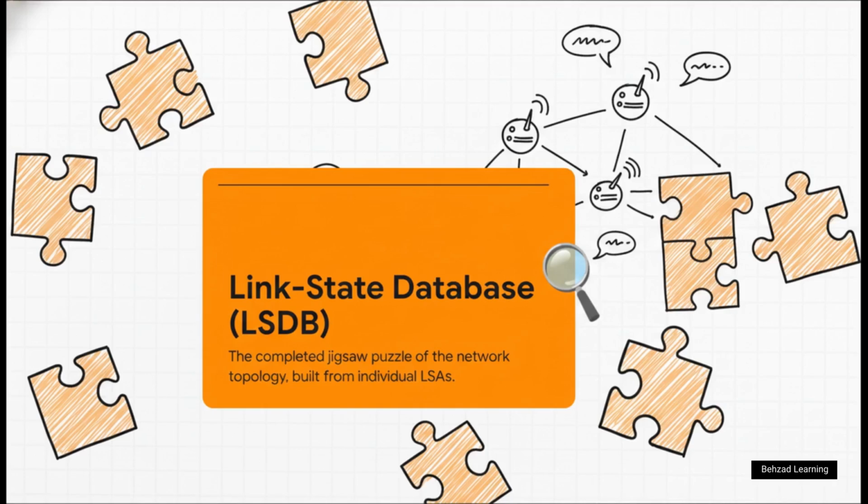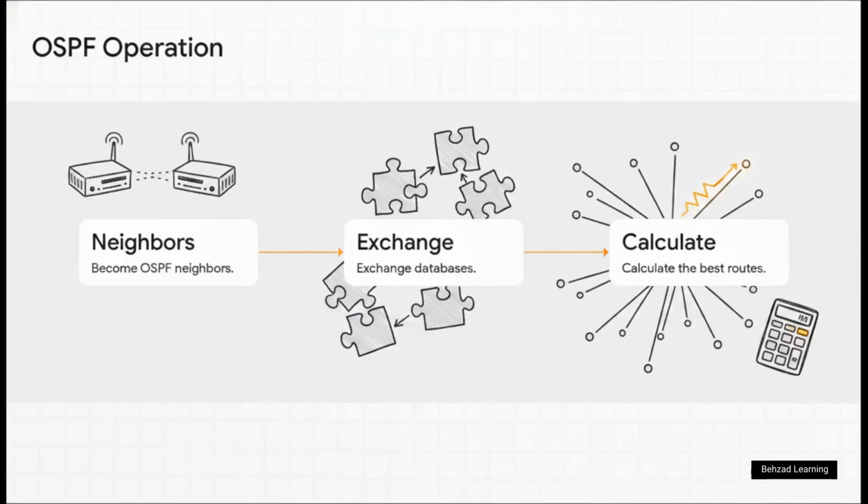But how do they get the individual puzzle pieces? Well, through link state advertisements, or LSAs. These LSAs are literally like individual pieces of neighborhood gossip. Each router shares its own local status, and by swapping this gossip around, every single router builds the exact same identical map. It's brilliant.